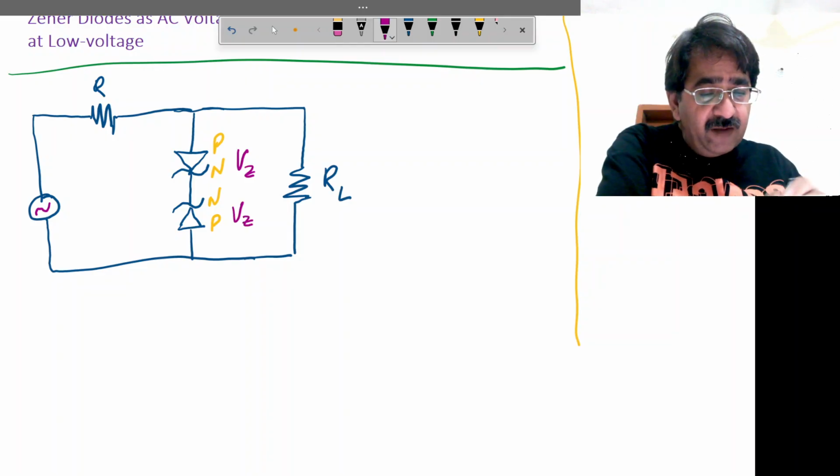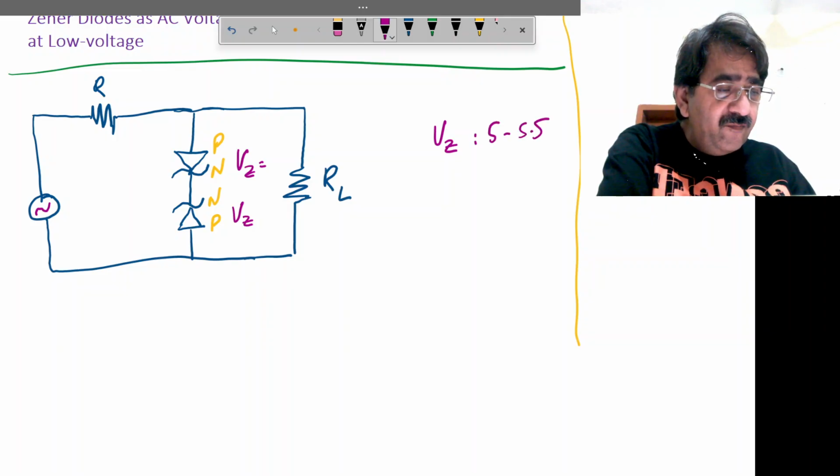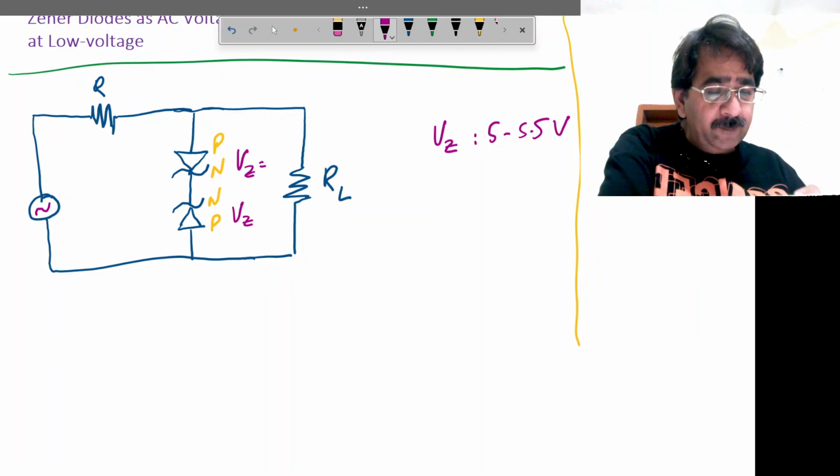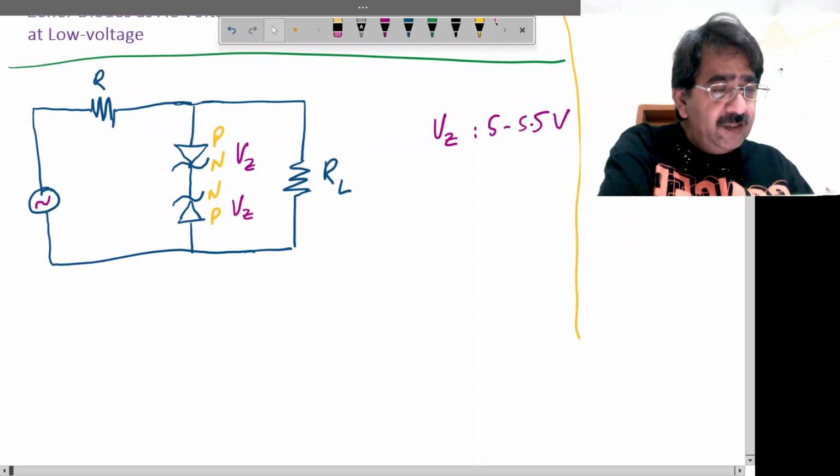For example, if the VZ has a limit, you may say, of 5 to 5.5 volt. Both diodes are of the same kind, having the same limit, so both diode values are also the same. So what will happen?